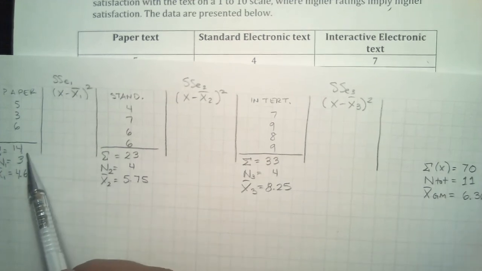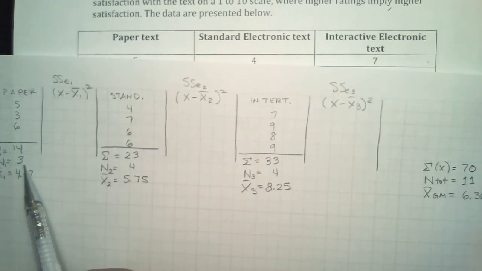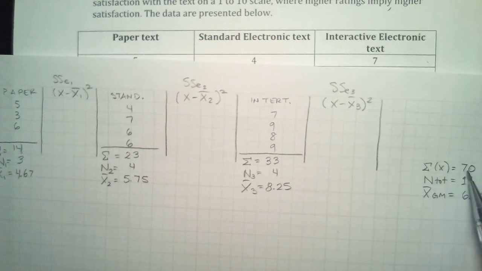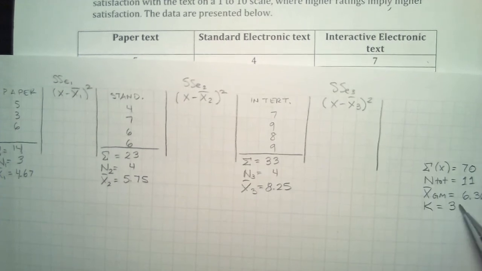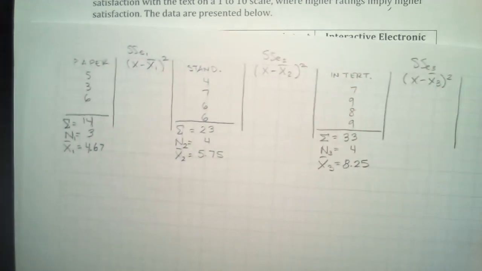So again, we just added across to get the sum of all my scores. I added across to get my n total. I divided 70 by 11 and I got my grand mean. Now that we're here, let's also label K, which is 3. We have 3 groups. Okay, so that's the first part.